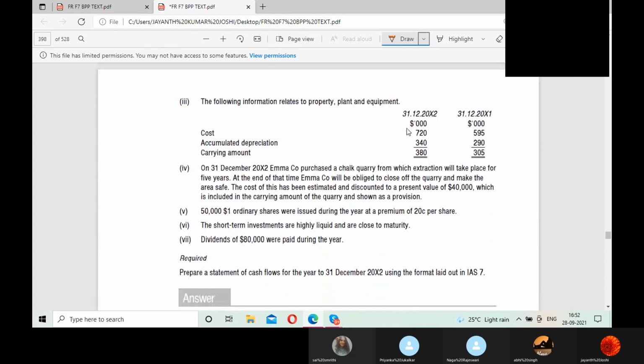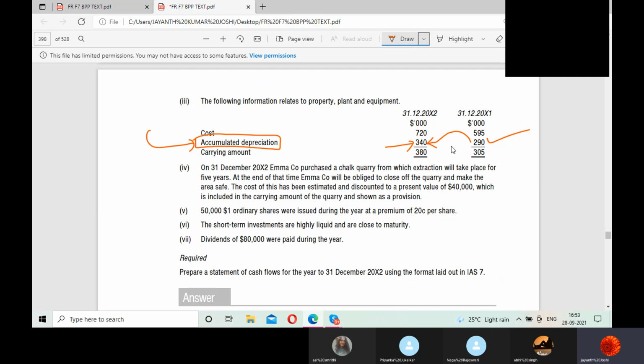And the depreciation, if it was 290 previous year, and then 340 this year, that means the amount which got accumulated in this particular account. You know, every year the depreciation, whatever you show in the P&L, gets accumulated in the contra asset account called accumulated depreciation. So what is the difference here? Please tell me. 50? Yes, sir. 50.